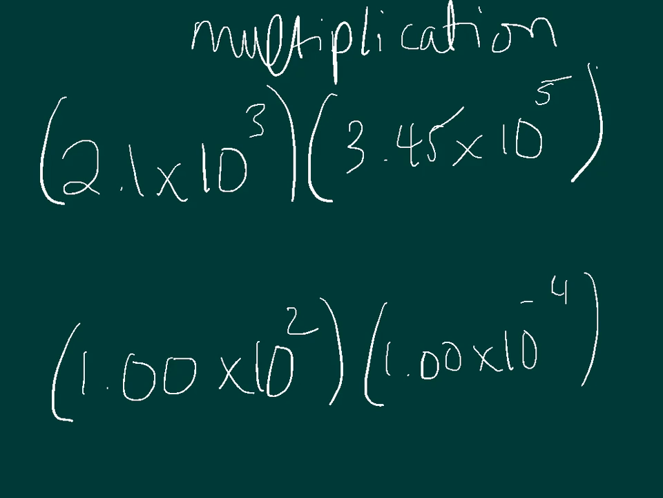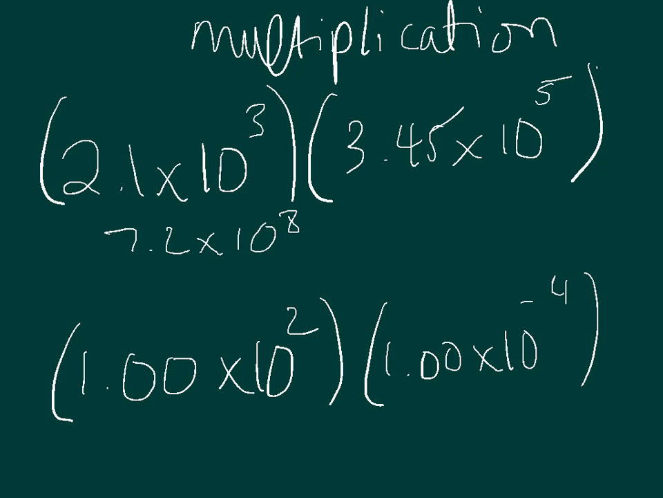Now remember, we still want to keep proper sig figs here, and when we multiply numbers, we keep the lowest amount total, not just after the decimal, but all together. So in this case, we're allowed two significant figures total, so we have 7.2 times 10 to the 8th. And the way I got 8 is that I added the 3 and the 5 together.